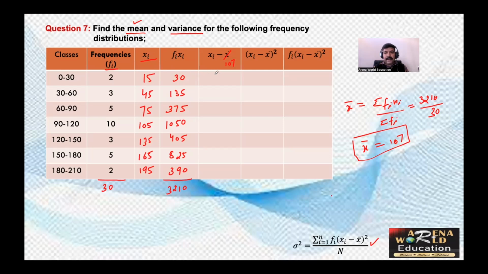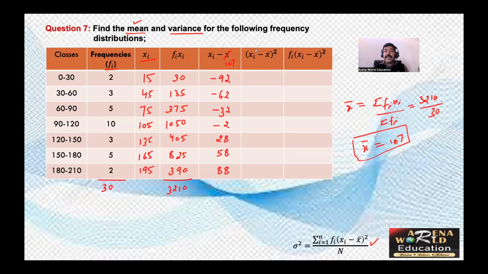15 minus 107, this will be minus 92. 45 minus 107 will be minus 62. 75 minus 107 will be minus 32. 105 minus 107, yes, this will be minus 2. Then 135 minus 107 will be positive 28. 165 minus 107 will be positive 58. And 195 minus 107 will be positive 88.